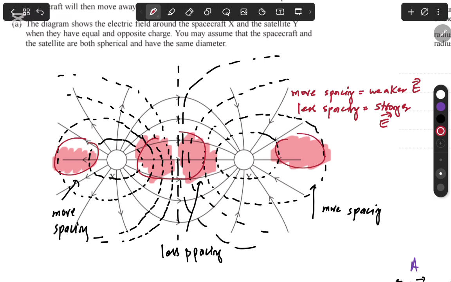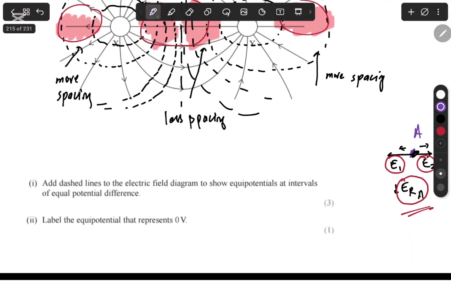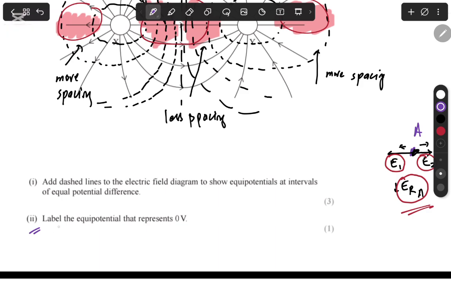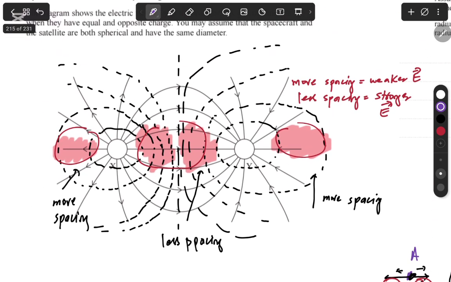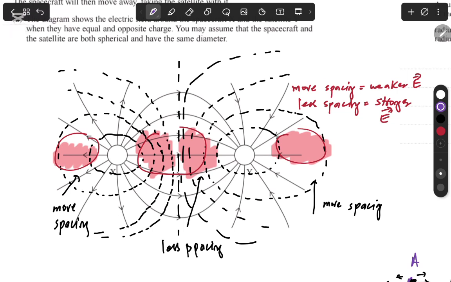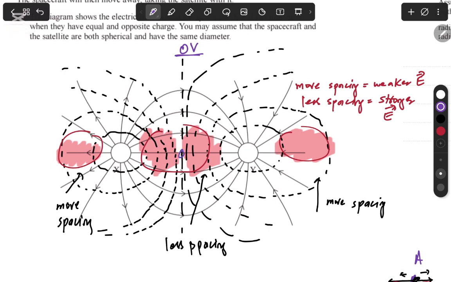Now, another significance, which is basically the next part of the question, is to label the equipotential line that represents 0 volts. And the equipotential line that represents 0 volts is going to be this straight line over here. This is going to be the 0 volts equipotential line. So at this point, now we're looking at the electric potential. Now I want you to forget the electric field. We're looking at electric potential now.